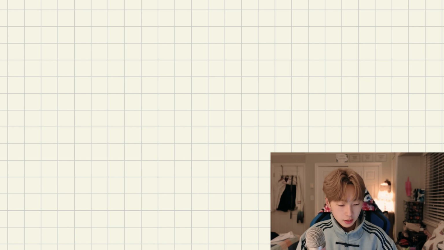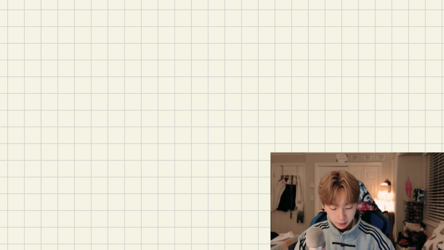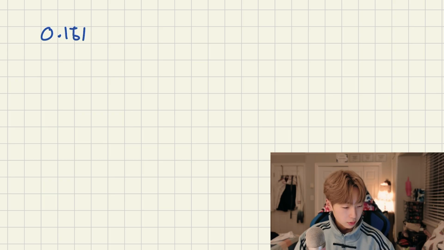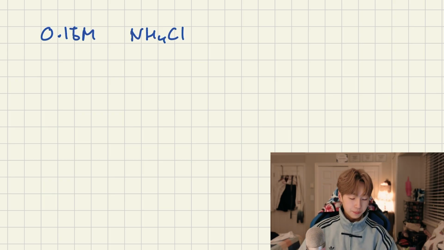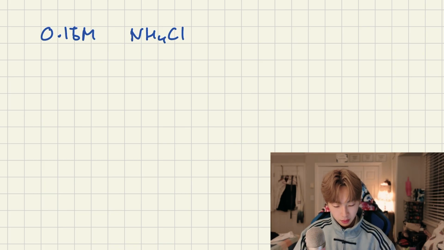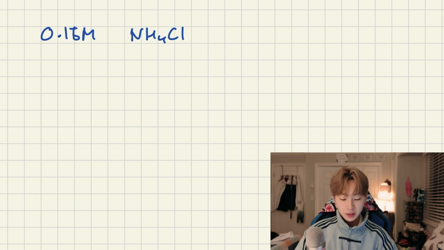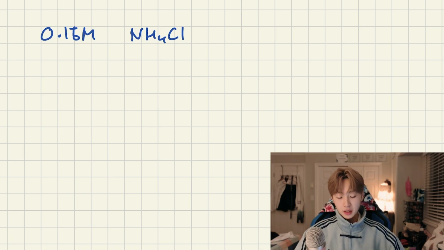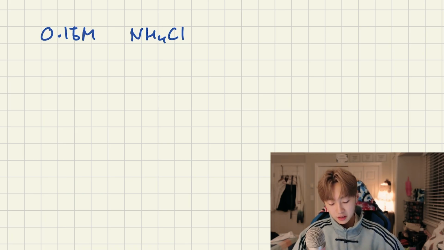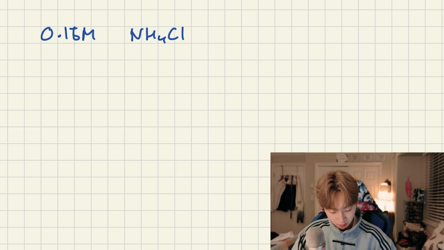Now let's try an example. We're asked to find the pH of a 0.15 molar NH4Cl solution. First, we recognize that our NH4Cl is a salt. Sometimes it's not a salt, then you can't apply this, but now it is a salt, so we can apply it. So we're gonna dissociate it.